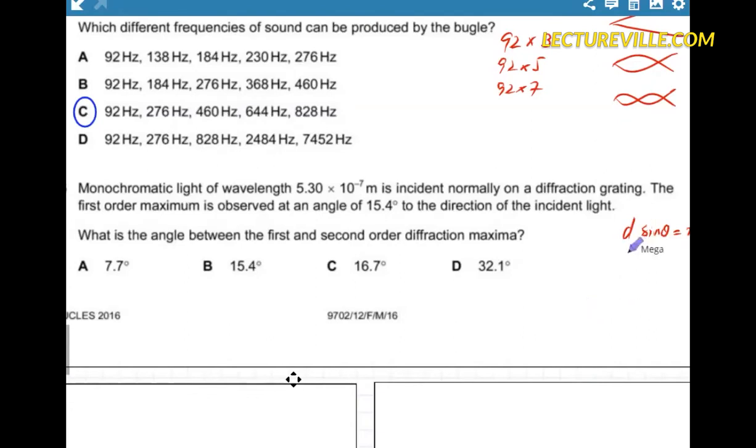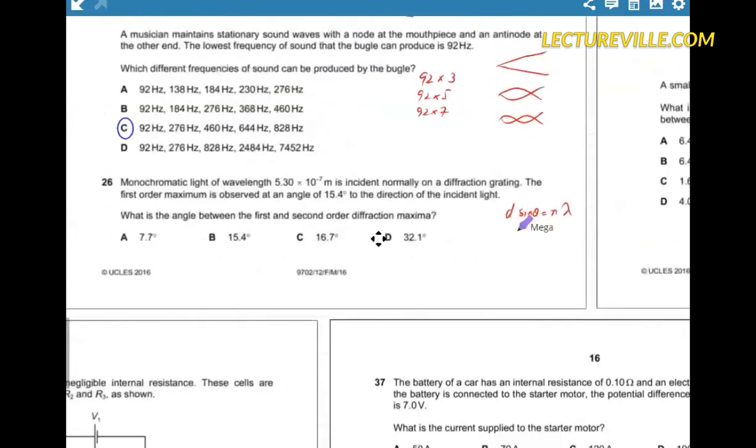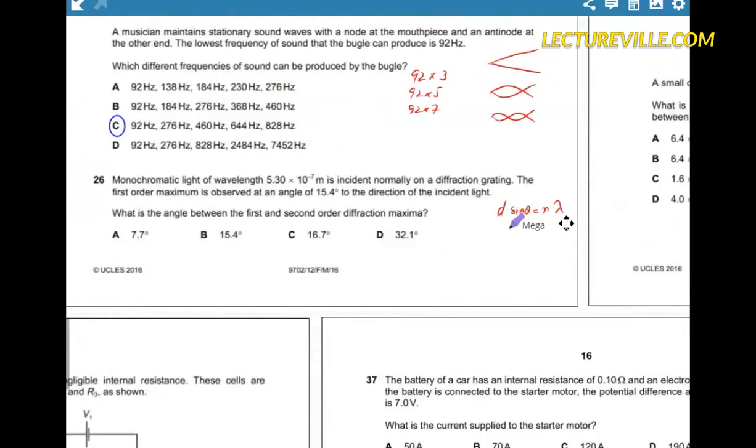Now, we don't know d. Well, there is one way we can do it with the ratio method, or we can do it by calculating d first and then using the same formula again, because the first order is given. That means d sine 15.4 equals n, which will be 1 because it is first order, and lambda will be 5.3 into 10 to the power minus 7.